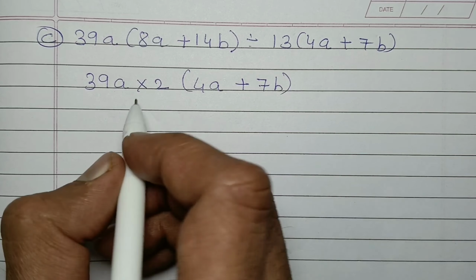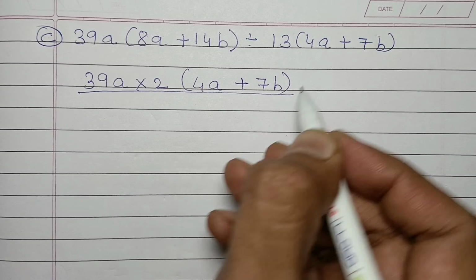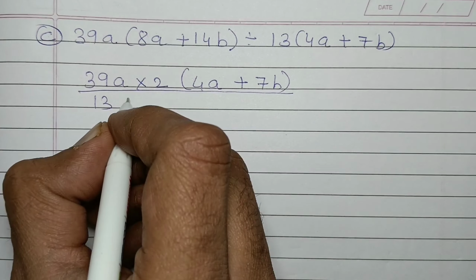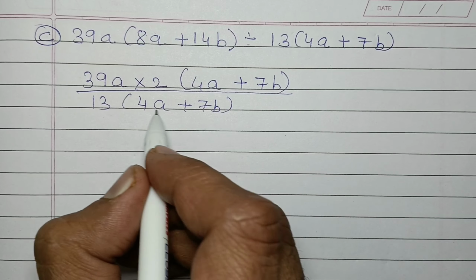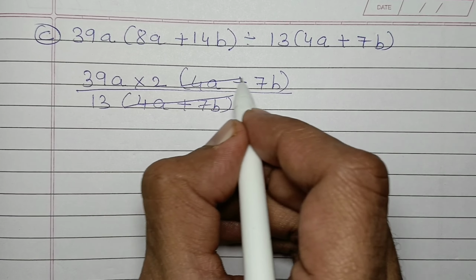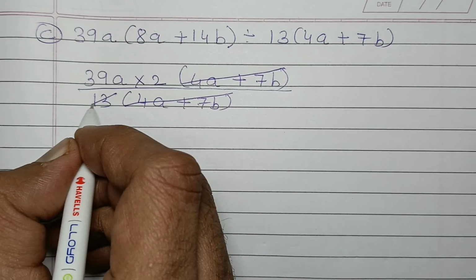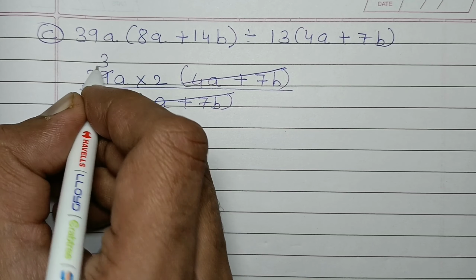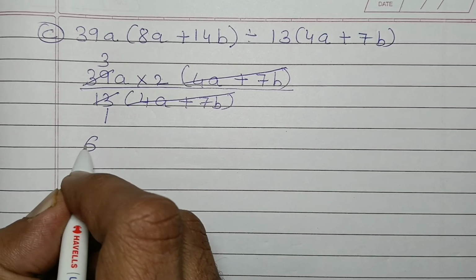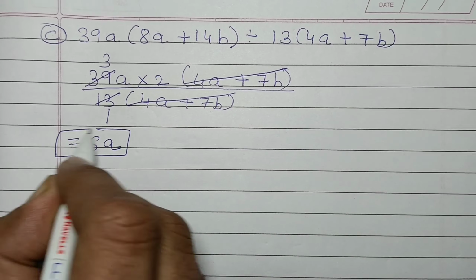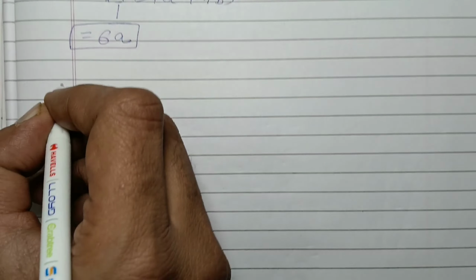Okay, and this we have to divide by 13, 4a plus 7b. If I cut out 4a plus 7b with 4a plus 7b, and 13 ones are 13, 3s are 39. Okay, 3 2s are 6, 6a will be our answer for C question.